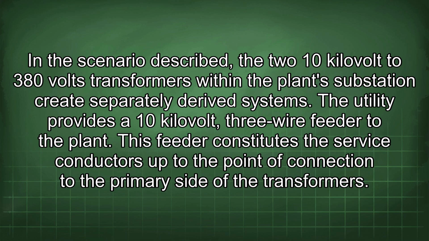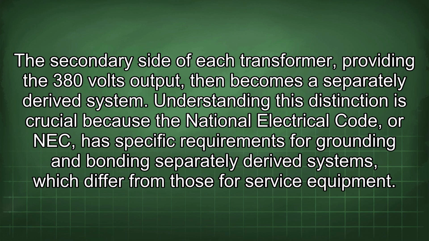In the scenario described, the two 10 kV to 380 volts transformers within the plant substation create separately derived systems. The utility provides a 10 kV 3-wire feeder to the plant. This feeder constitutes the service conductors up to the point of connection to the primary side of the transformers. The secondary side of each transformer, providing the 380 volts output, then becomes a separately derived system.